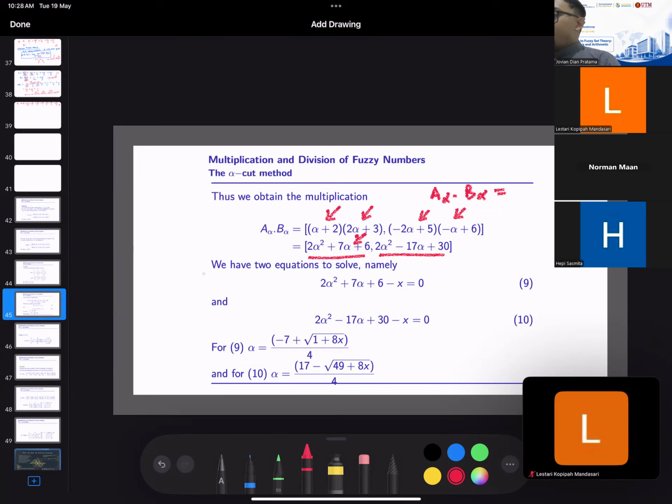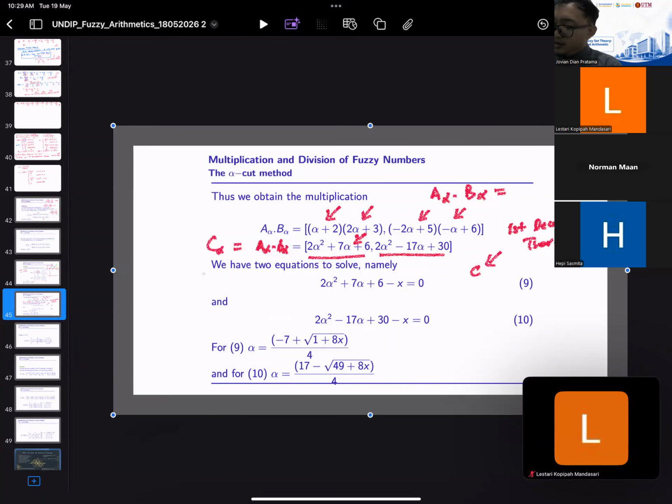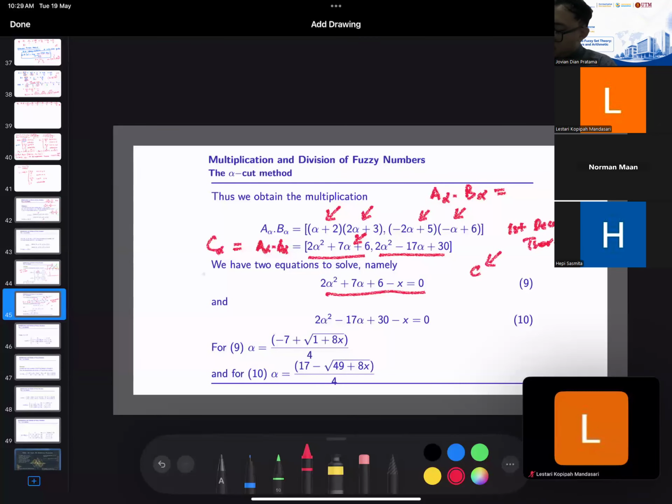So again, after you got this, let's say your A alpha here multiplied by B alpha, and we let this be equal to C alpha. To get your C, you need to use the first decomposition theorem. So again, the same procedure. When you use the first decomposition theorem, you will get something like this. So this is quadratic, and you need to find the roots of this quadratic equation.